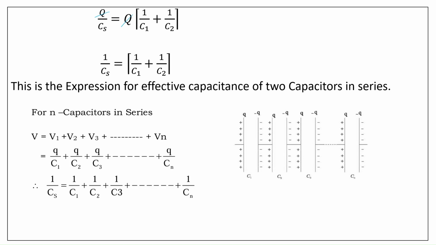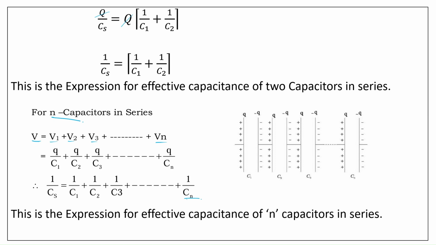For n capacitors in series, V is equal to V1 plus V2 plus V3 plus up to Vn. Therefore, 1 by Cs is equal to 1 by C1 plus 1 by C2 plus 1 by C3 plus 1 by C4 up to 1 by Cn. This is the expression for effective capacitance of n capacitors in series.